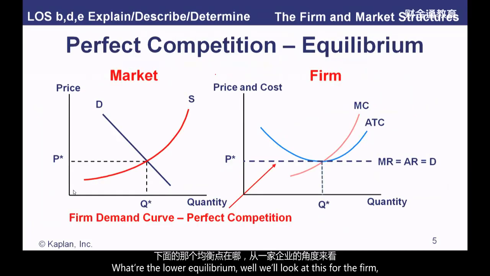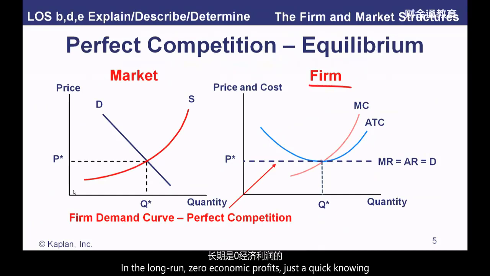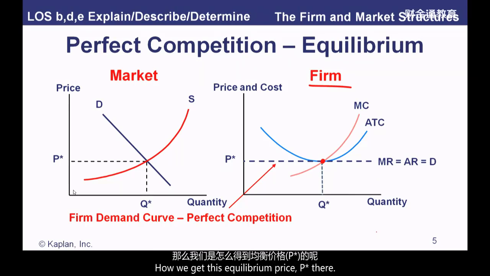What about the long run equilibrium? Well, it will look like this for the firm. In the long run, zero economic profits. Just a quick note how we get to this equilibrium price, P star there.